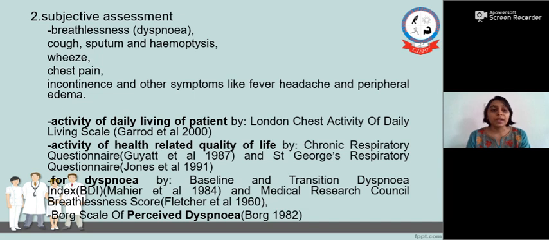Furthermore, we can assess the activity of daily living of the patient by the London Chest Activity of Daily Living Scale. We can also check health related quality of life by the Chronic Respiratory Questionnaire and St. George Respiratory Questionnaire. For dyspnea, the baseline and transition dyspnea index and the Medical Research Council breathlessness score, as well as the Borg scale for perceived dyspnea, can also be used.